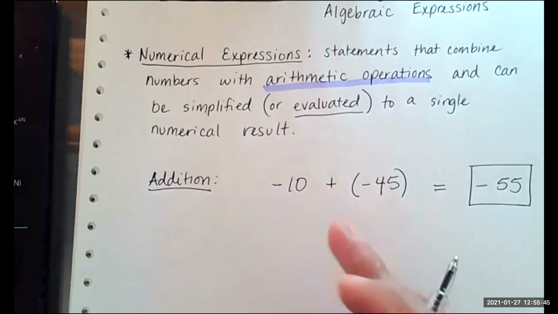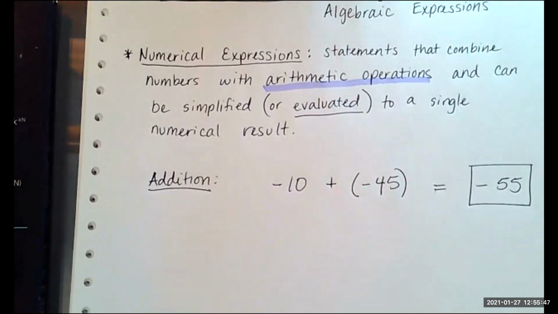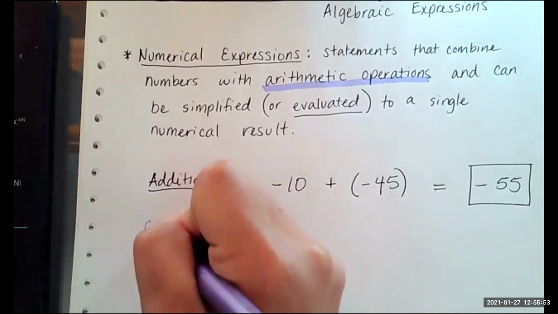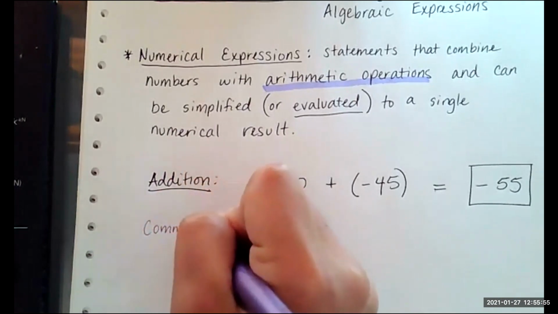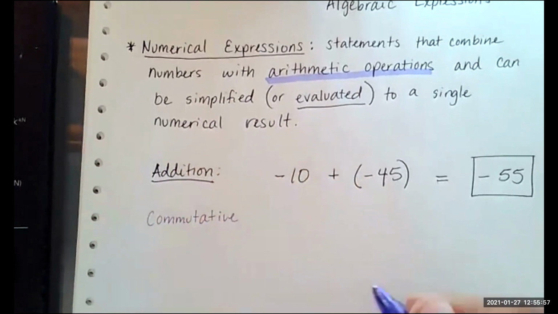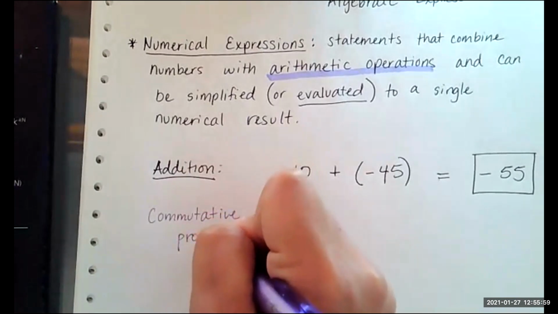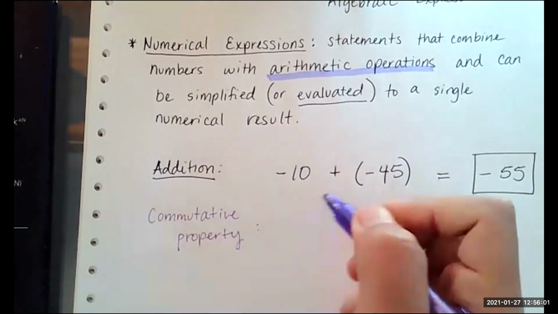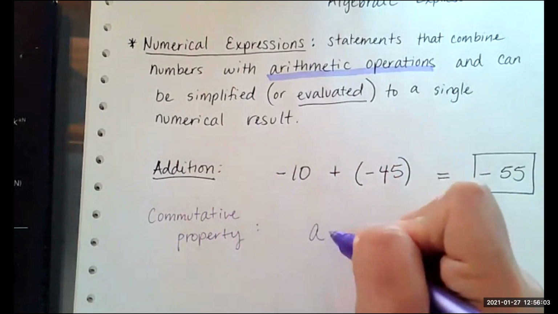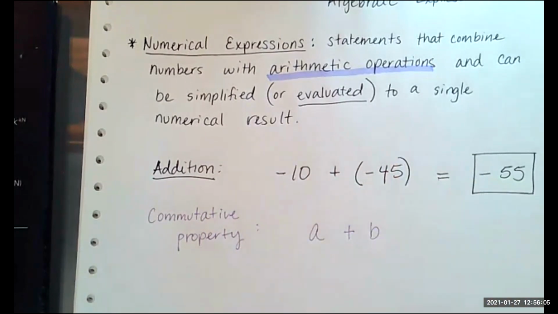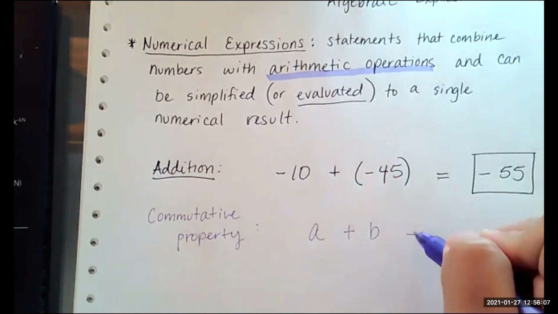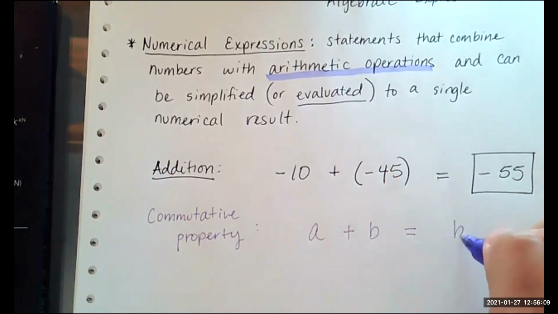And this is really nice. We have a property with addition that you might already recognize, but mathematicians have a special name for it, and it's called the commutative property. And that is that if you have a number plus another number, you can switch the order and you'll get the same result.